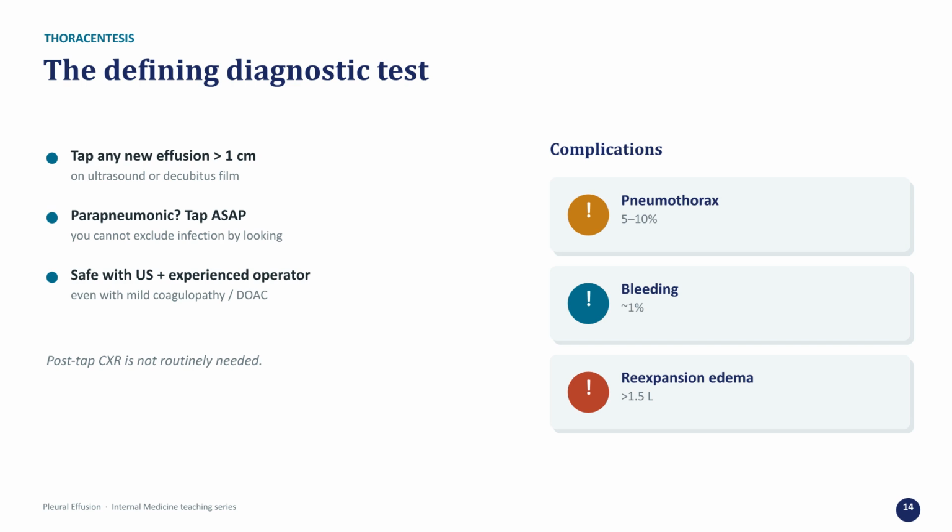A diagnostic thoracentesis should be performed on any new significant effusion. It is a safe procedure when guided by ultrasound. While complications like pneumothorax or bleeding can occur, they are infrequent with proper technique. Post-procedural imaging is not required routinely.